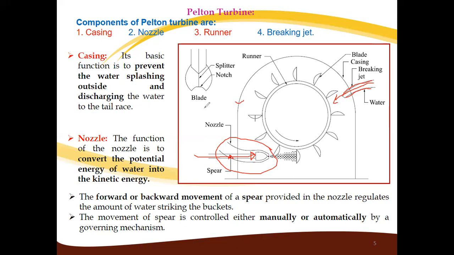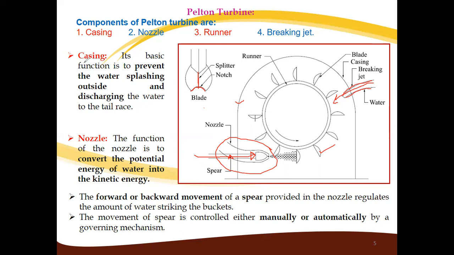If you see the blades having a splitter, this part is called the splitter, and this part is called the notch of the blade. These are the blades, also called forward type blades, or buckets.